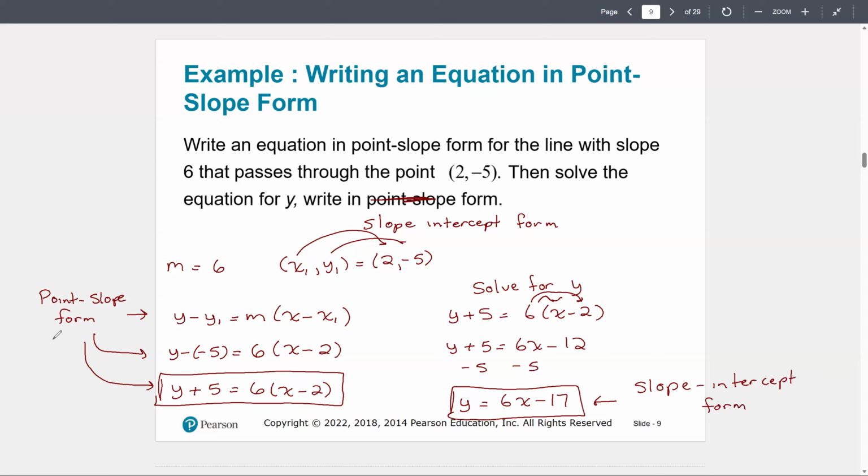So like I said, point slope form is really nice because as long as I have a point and a slope, I can stick them in there and I get an equation. And then all I have to do is solve for y to get my slope-intercept form. And from slope-intercept form, we can easily see my slope is 6 and my y-intercept is -17. It also is going to make that one easier to graph for us.